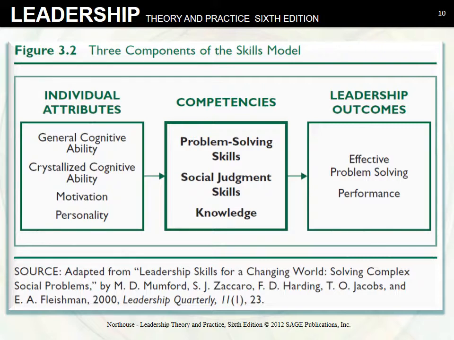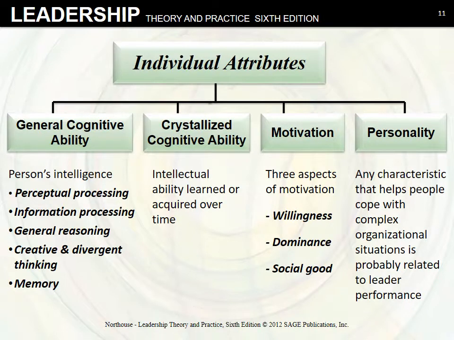If successful, these lead to these competencies of problem-solving skills, social judgment skills, and knowledge, with effective outcomes of, you're solving the problems and you're performing. So let's go through these one by one. Okay, so individual attributes. Remember, there's 4 of them. Okay, so what is your general cognitive ability? Well, this is what we teach you in school, right? In all your K-12 education, in college, we're giving you this.